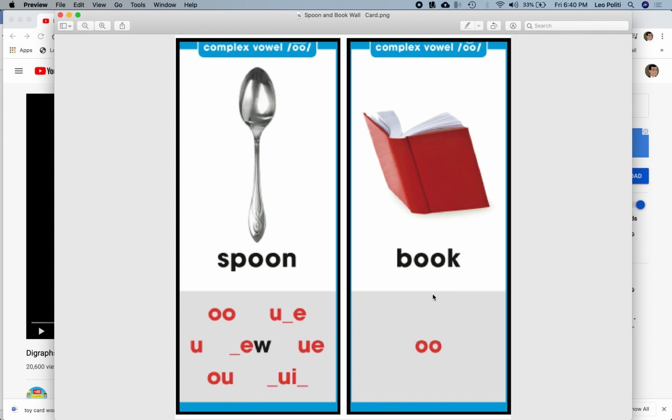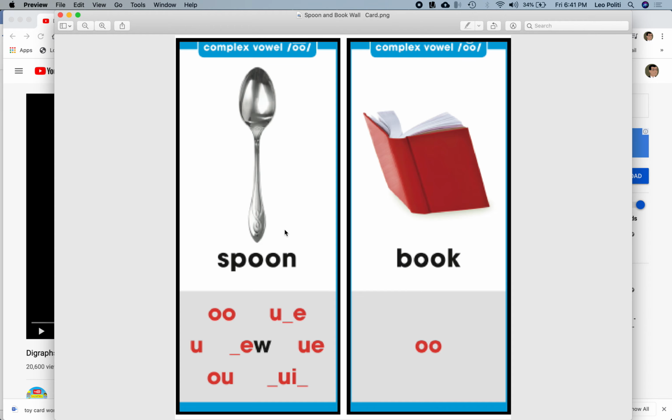It's time for the second part of our lesson for the spoon and book sound spelling card. As you can see right here, we have the spoon card, and there's 1, 2, 3, 4, 5, 6, 7 ways to spell spoon. The one that you'll see the most is double O, and that's why we're only studying those two right now. Double O for oo, spoon, and double O for book.